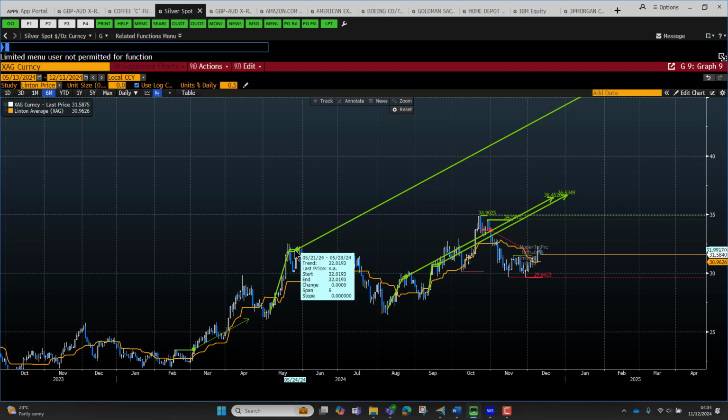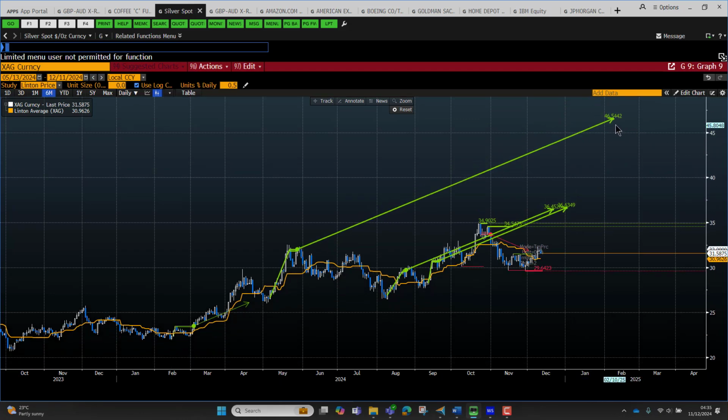And of course, we've got this massive target. Don't get too excited about big upside targets. That's the $46 until you see these targets broken. Of course, we'd want to see a breakthrough 35, and then we might look to that higher level.